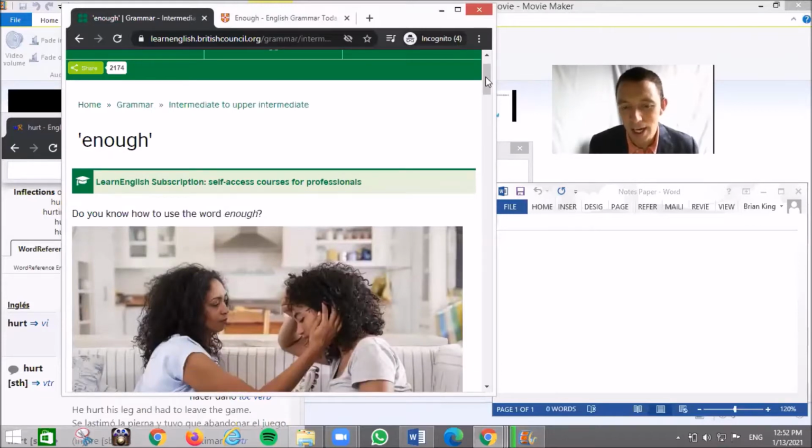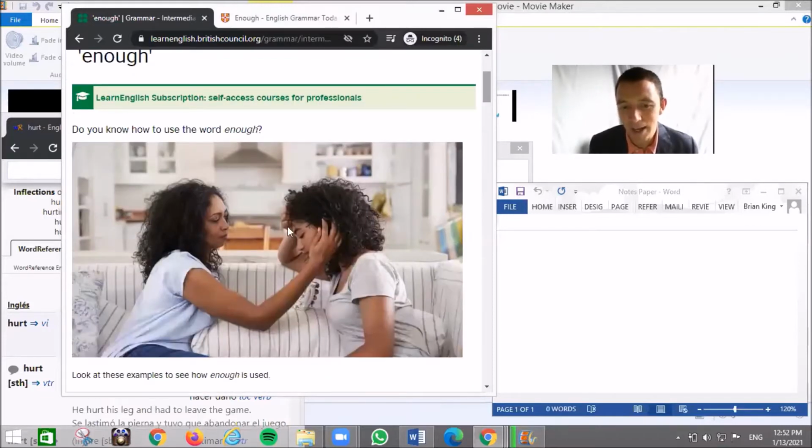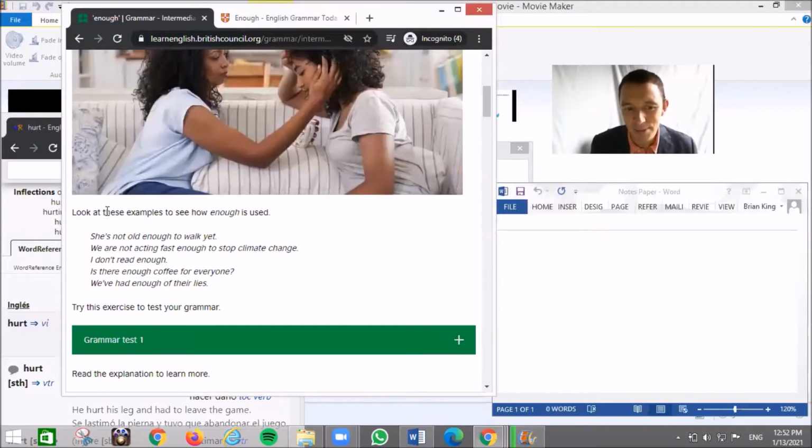Okay, and in relation to this picture, we can speculate that maybe the girl on the right has not had enough sleep or something like that. You can use your imagination. Okay, so look at these examples to see how enough is used. And let me get my color so I can identify the topics. Okay, so we have here the examples.